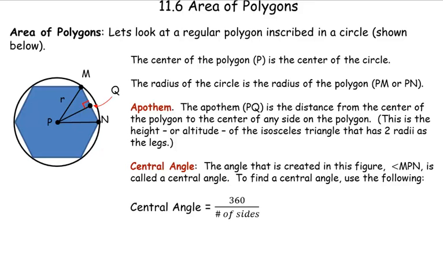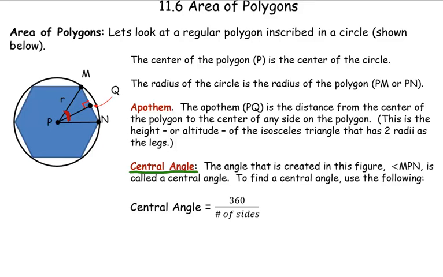One other vocabulary term to know: central angle. A central angle is an angle that is created; if you look in this figure, angle MPN is a central angle. So for a hexagon, we're going to have 6 of those central angles, and we want to figure out the measure of that central angle. So we want the measure of this angle right here.